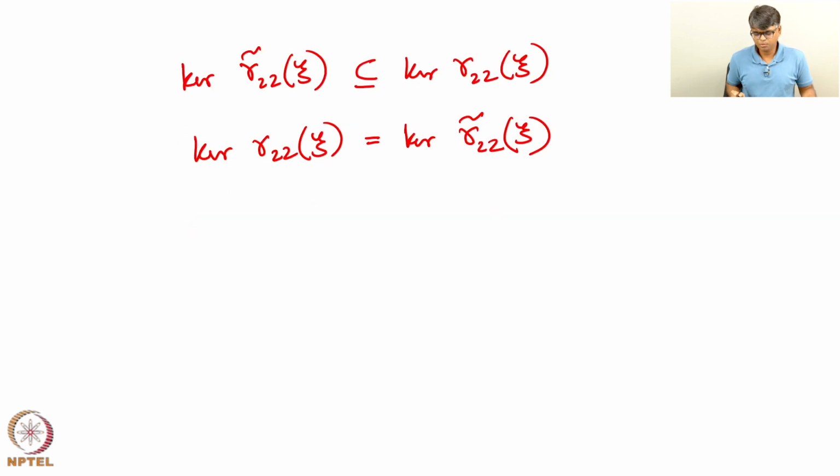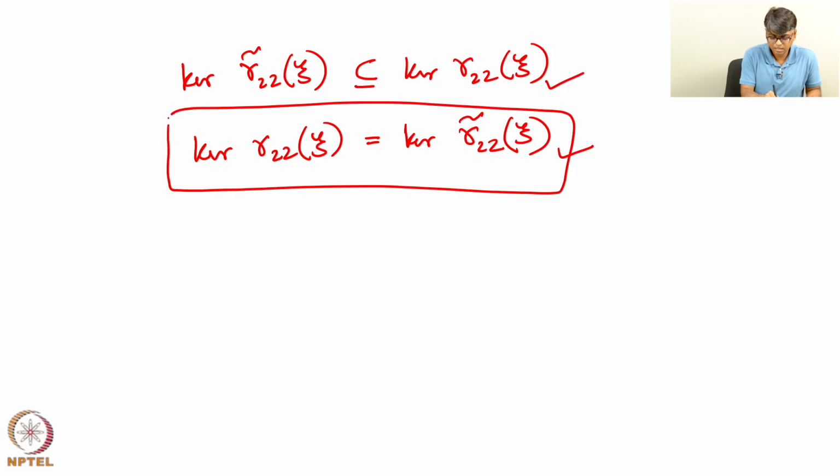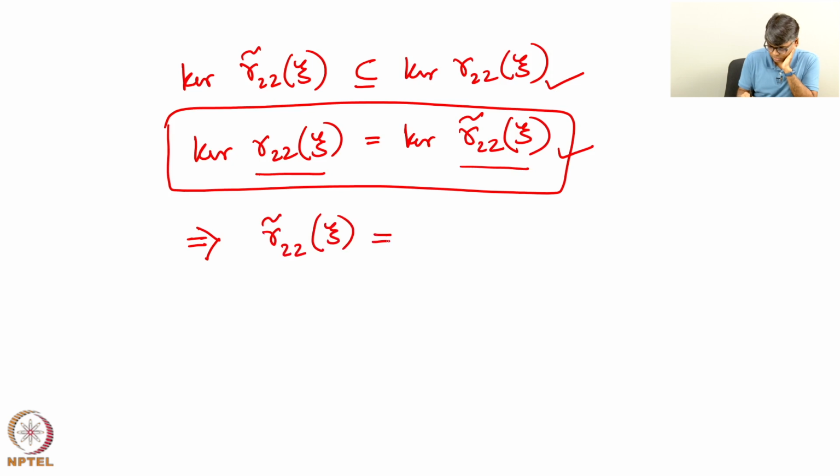Reversing the chain of the arguments, we have the converse. So therefore, the two are equal. But now these are scalar, right? These are scalar equations. Therefore, R22 xi is just a polynomial, R22 tilde xi is just a polynomial, and their kernels are equal. So what we have seen already in the last lecture is that this means the two must be related to each other by a constant multiple. So R22 tilde xi must be equal to some alpha times R22 xi, where alpha is a non-zero real number.